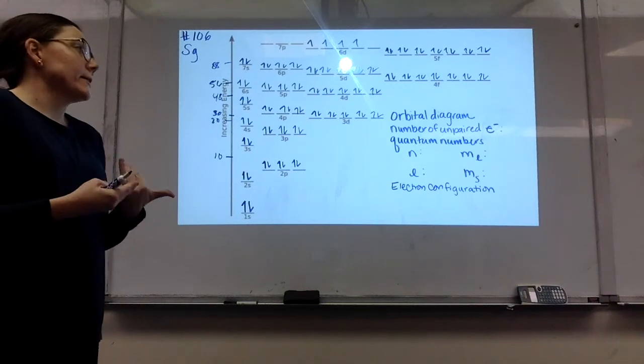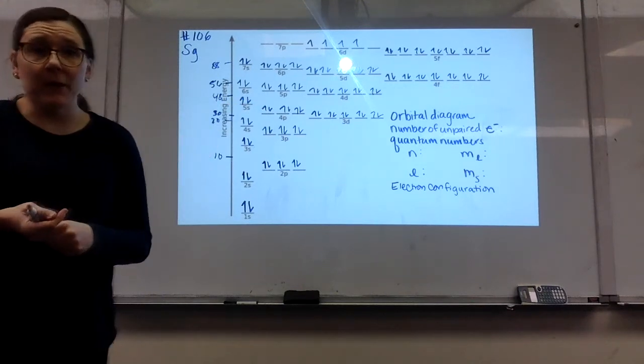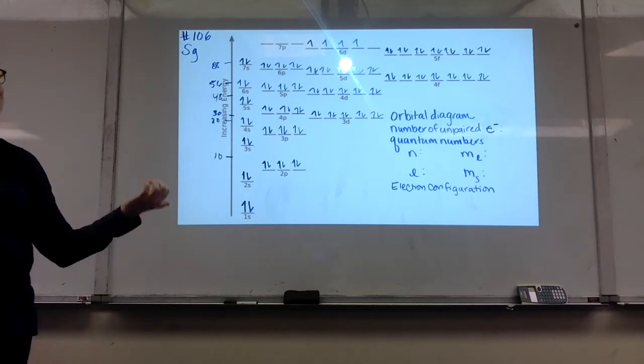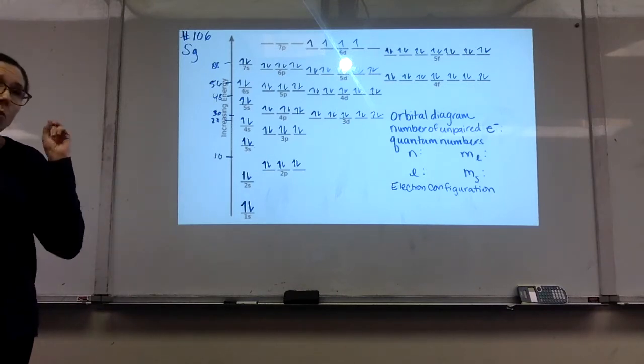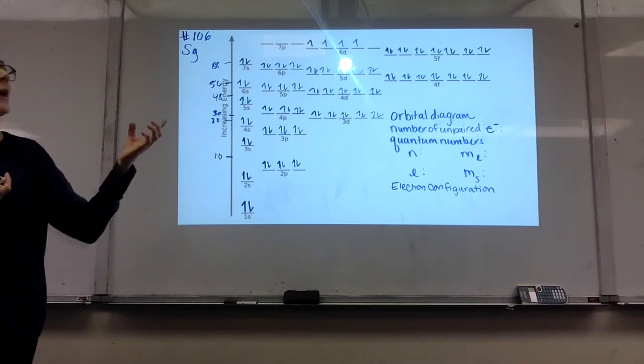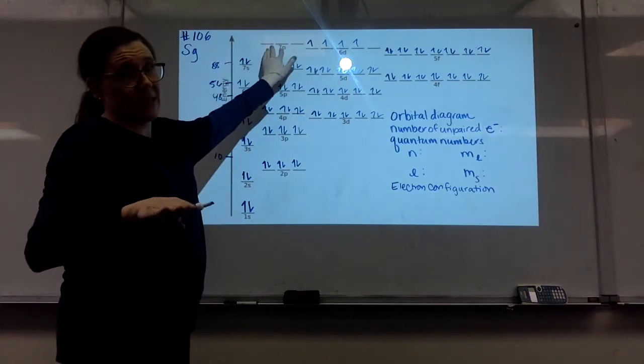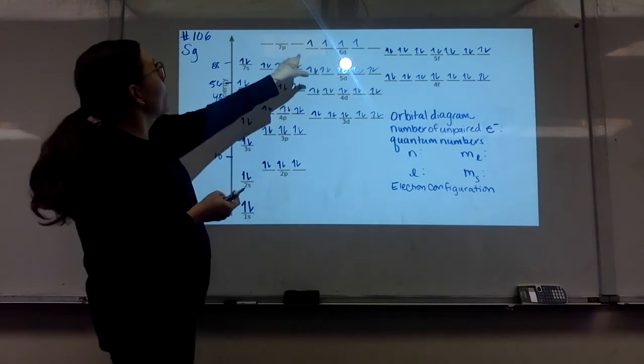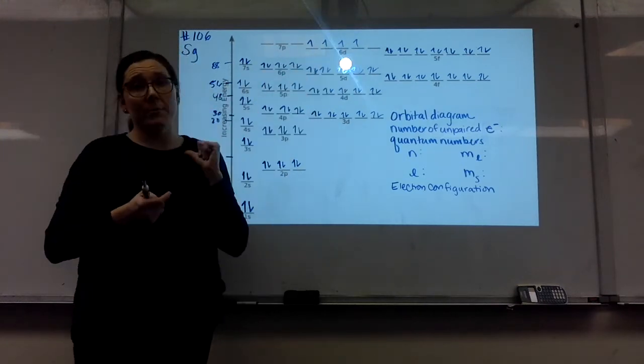All right, next, number of unpaired electrons. You now look at your picture and you find any spots where there's just one arrow per line. Anything that's empty doesn't count. You're just looking for just a single arrow. So in this image, we have 1, 2, 3, 4 unpaired electrons.